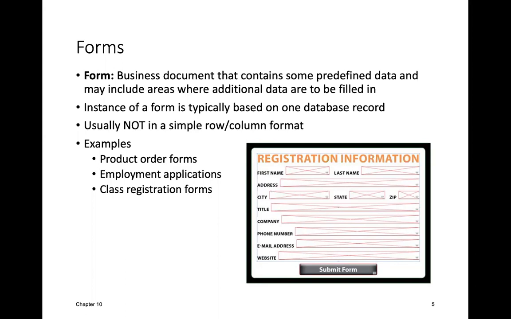Typically it won't be in that format that we're used to seeing in our database tables. It won't be the simple row-column format. As you can see in the example on the screen, this registration information form is not in rows and columns. We have examples of product order forms, employment applications, class registration forms, and so forth. Typically in our forms you will have some predefined data, but there will be space that you will be expected to provide yourself. So you're going to be entering new data that will need to be filled in.